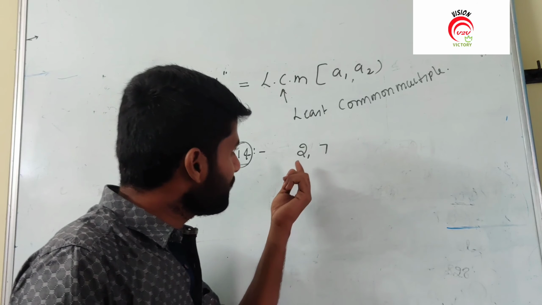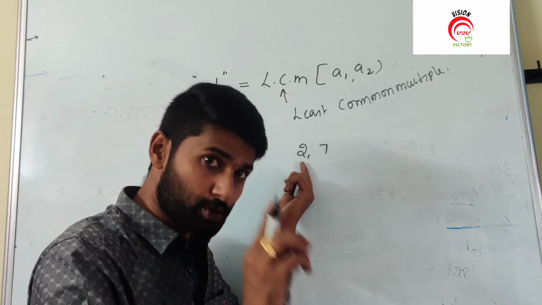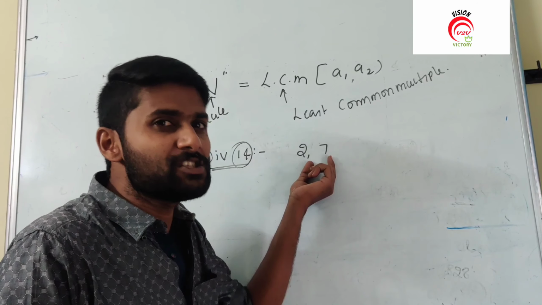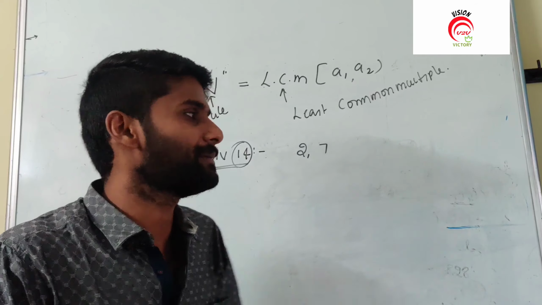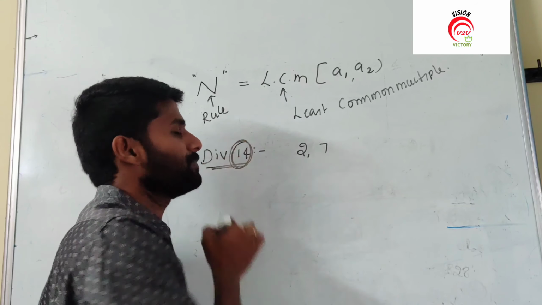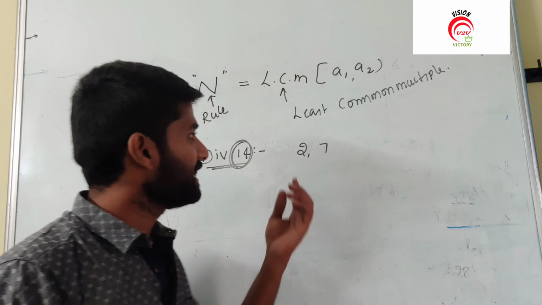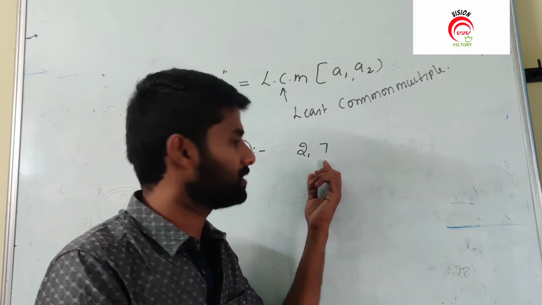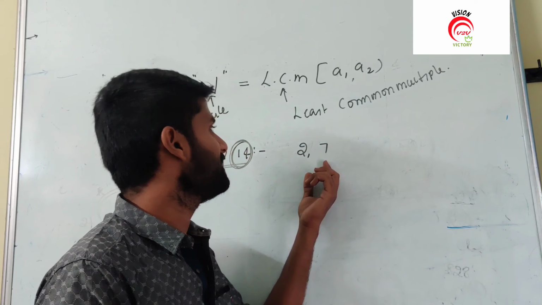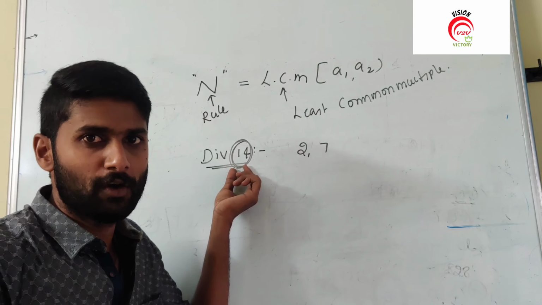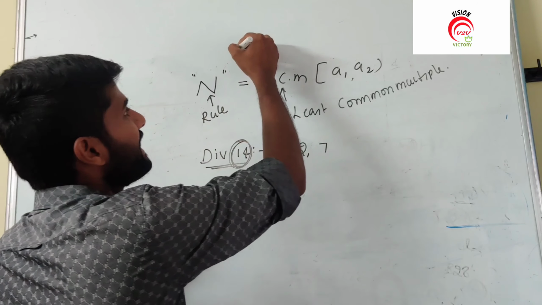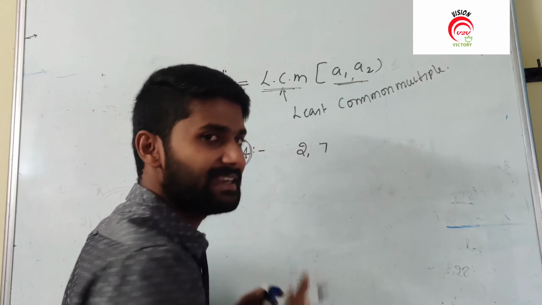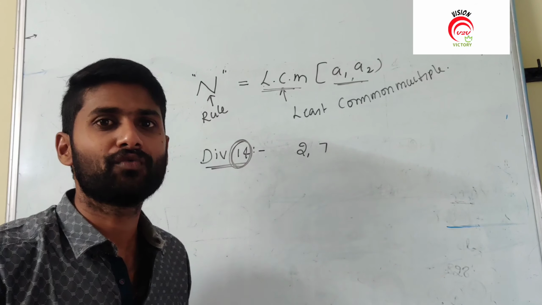It means if any number is divisible by 2 and also divisible by 7, then that number is always divisible by 14. Remember that if the number is divisible by 2 and also divisible by 7, that number is always divisible by 14. See, if other than a prime number is given, find out the LCM of two different numbers, and we get a new rule for divisibility.